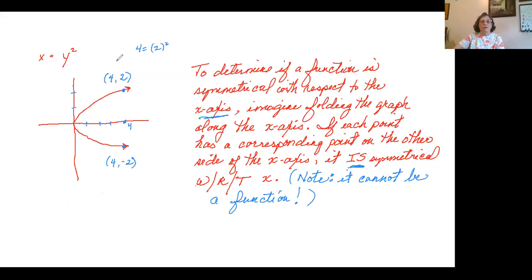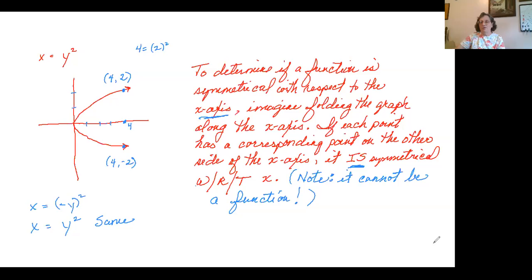If we replace the y with negative y, we get x equals (-y) squared. That is still the same as x equals y squared, since a negative squared is positive. So since this is the same, that shows algebraically that it is symmetrical with respect to x. Now you can be symmetrical with respect to y and be a function, but if it's symmetrical to x, it's not going to be a function.